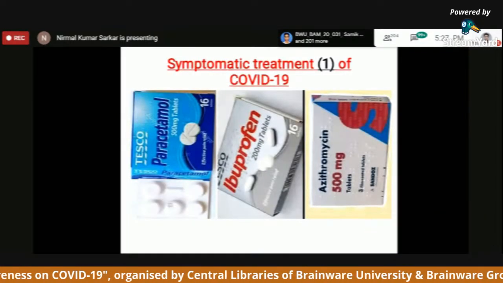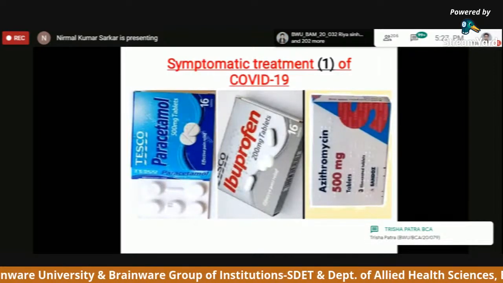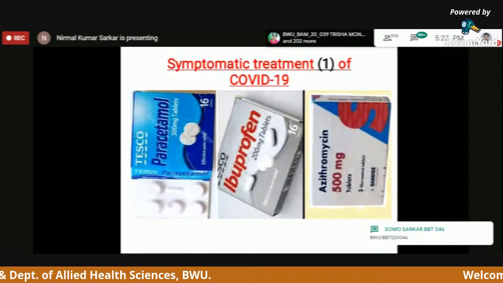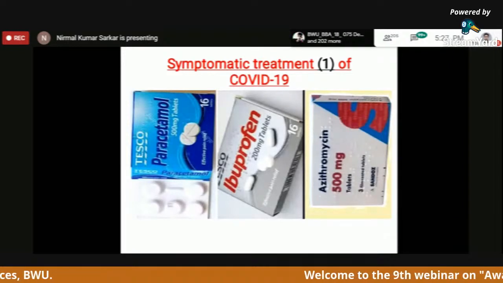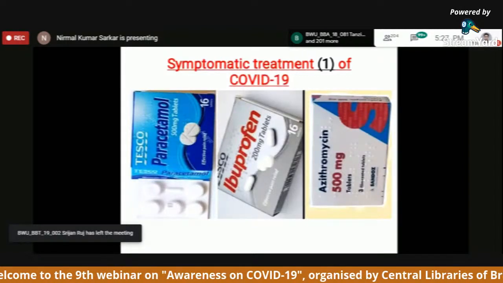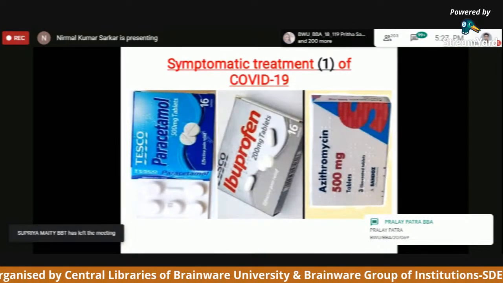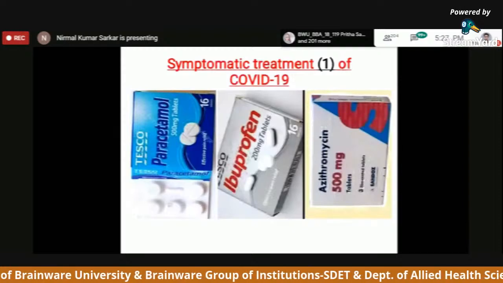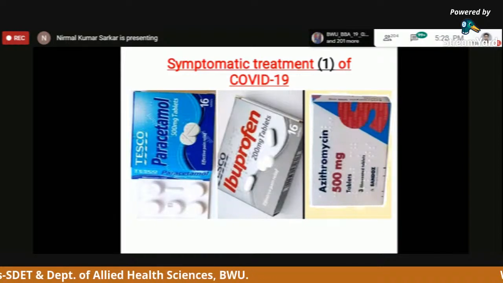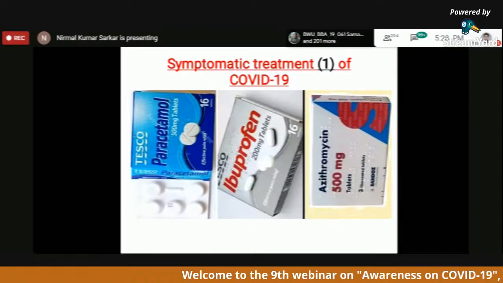Now, coming precisely to the treatment of COVID-19, symptomatic treatment, or treatment against symptoms found, is given with a few well-known drugs. Paracetamol is given to control fever. It reduces body temperature by acting on the thermoregulatory center in the hypothalamus of the brain. Ibuprofen is given to reduce body ache. It acts by suppressing the biosynthesis of certain prostaglandins, which otherwise would cause pain by stimulating the pain nerve endings.